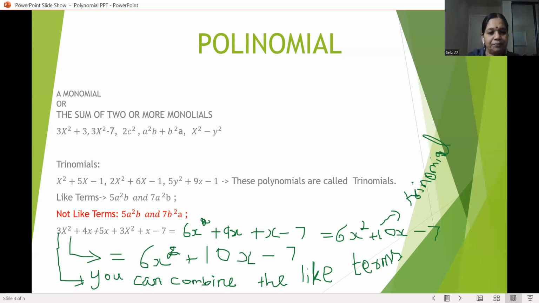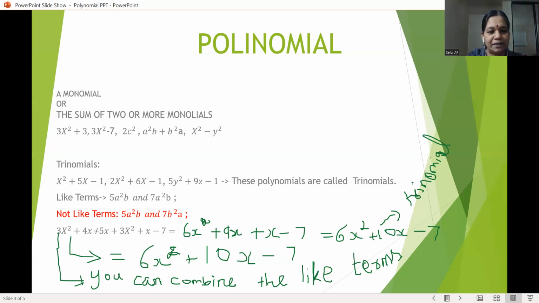See here, 5a square b and 7a square b. You have to check carefully here. First you check the coefficient. The coefficient of the first term is 5. The coefficient of the second term is 7. It doesn't matter. Any number can appear in front of the variables. But you have to concentrate only on the exponent and the variable to identify whether the terms are like terms or not like terms. Got it?